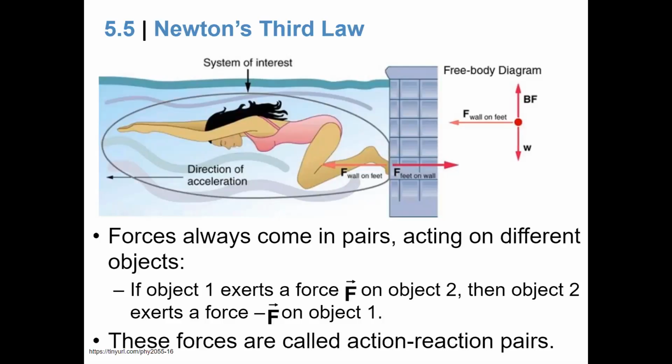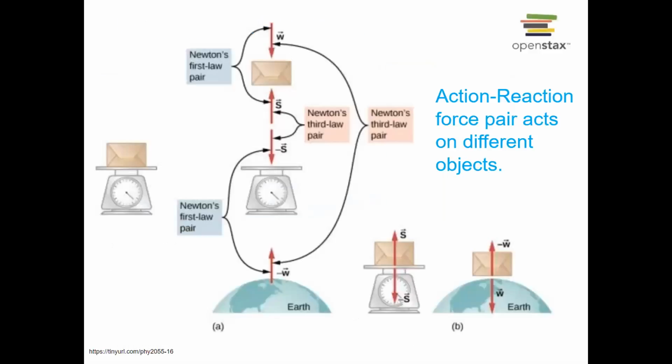All right, but if you are looking at the free body diagram of the swimmer here, you'll see three different forces. They're acting on the same body, so they are not an action and reaction pair at all. If the two forces are acting on the same body, then they shouldn't be an action and reaction pair. So we can look at a few scenarios here to determine which ones are action and reaction pairs.